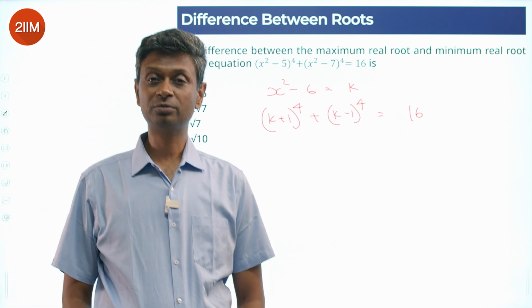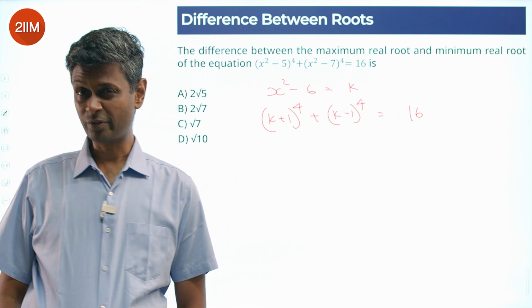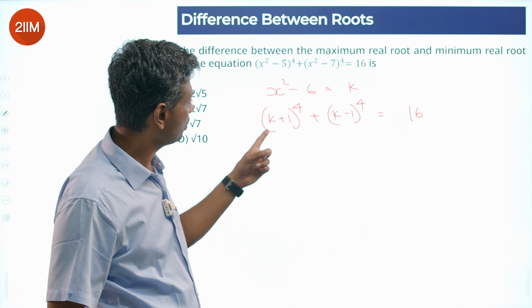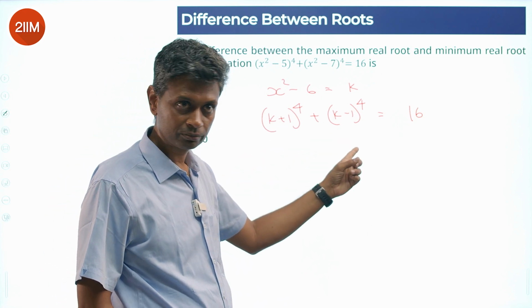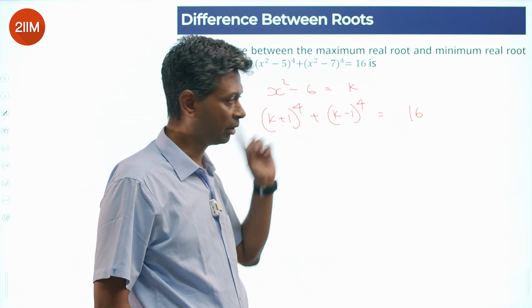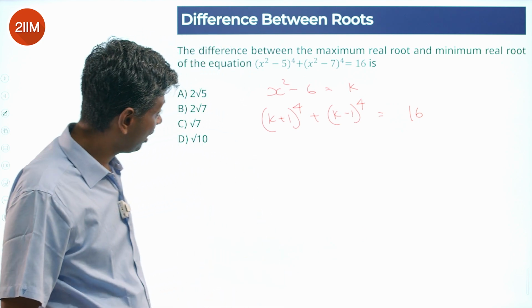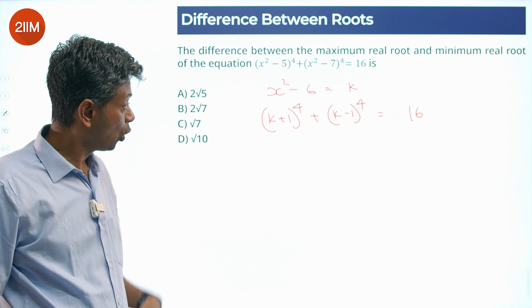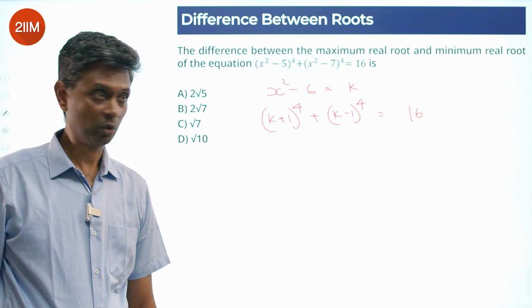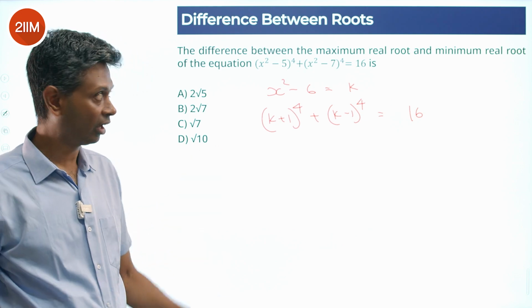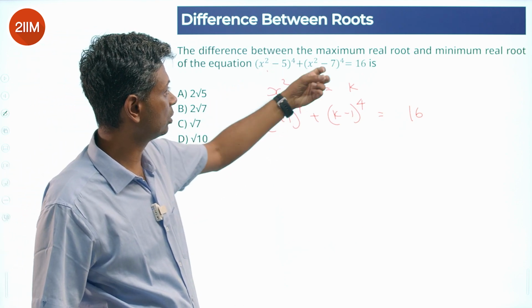So I pause and think about it. Sometimes I like it when the numbers are very friendly, I have a shot at it. If this were 2, this will be 0. Or this is 0, this is -2. (-2)⁴ is 16, 2⁴ is 16. So k equal to 1 works, k equal to -1 works. x² equal to 5 will work, x² equal to 7 will work.